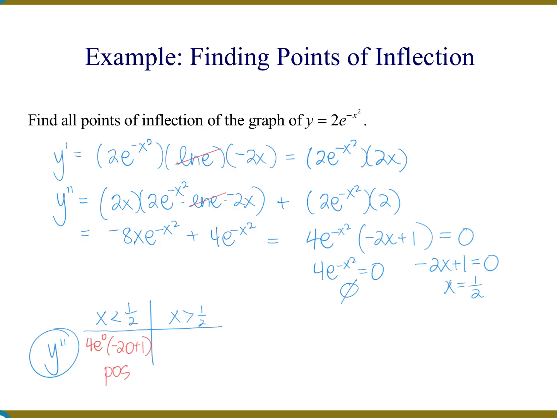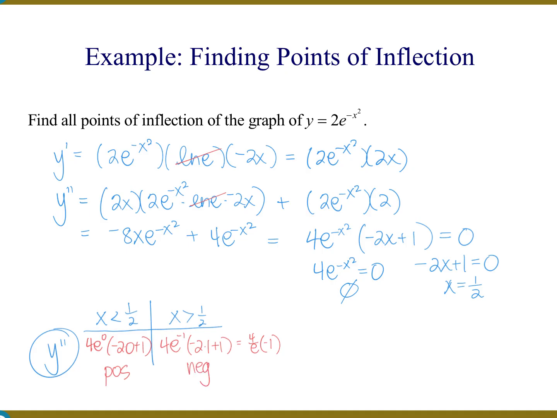I'm going to pick a number that's bigger than half. So I'm going to pick 1. That will give me 4 times e to the negative 1, times negative 2 times 1 plus 1. Now e to the negative 1 is 1 over e, so we have 4 over e. That's still positive. 4 is positive and e is positive, so that is still a positive number. In the parentheses, we'll have negative 1. So I've got a positive 4 over e times negative 1, so that would be a negative concavity.